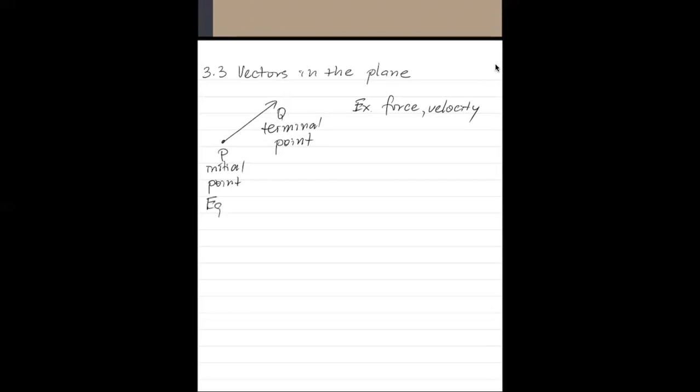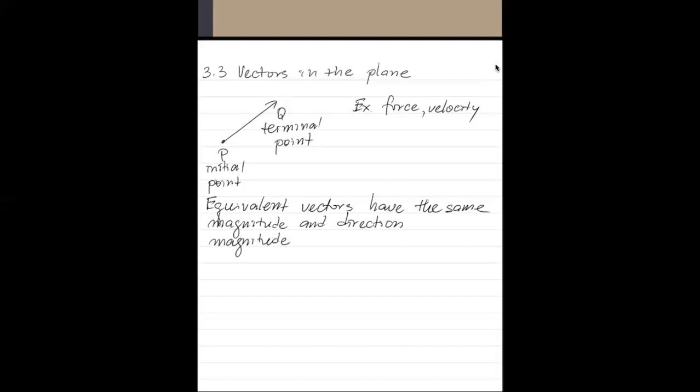So equivalent vectors have the same magnitude and direction. So the magnitude of our vector PQ, magnitude of PQ, is also the length, and we indicate that with double lines, the magnitude.